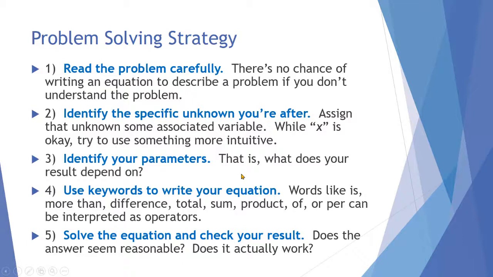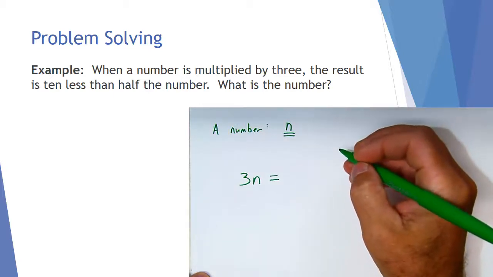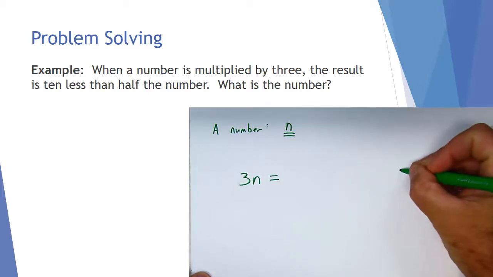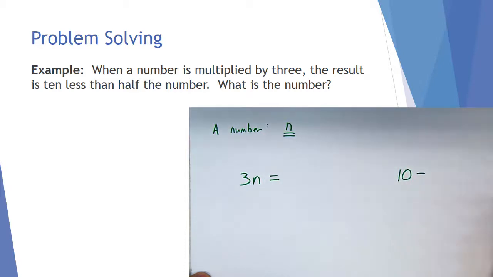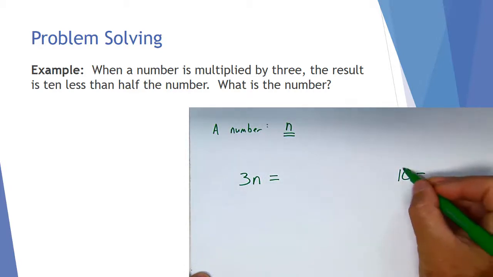And now notice these words that we're given here. We're given words like less. Well, less isn't listed here, but less is definitely telling you that we're going to use the operation of subtraction. So we're kind of on step 4 here. We're using keywords to write that equation. So our result is 10 less than half the number. Now be careful because it's tempting to say 10 less, but that would mean that we're starting with 10 and decreasing it by our number.